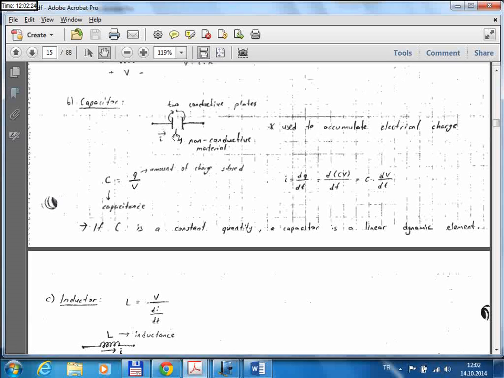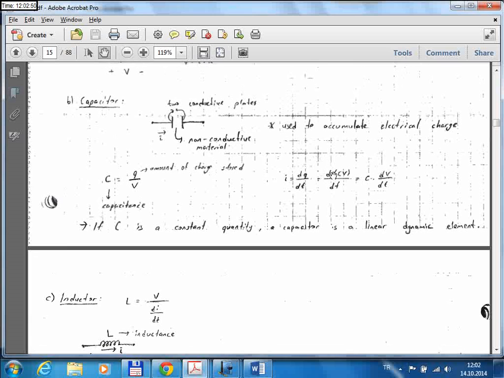And the current flowing through a capacitor is given by these differential equations. Current is equal to the rate of change of the charge stored within the capacitor, and by using this relation, this current equation can be written as C times dV by dt, where V is the voltage. As you can see, there's a derivative term here, which means a capacitor is a dynamic element. So whenever there's a capacitor in a circuit, then that circuit is a dynamic circuit.